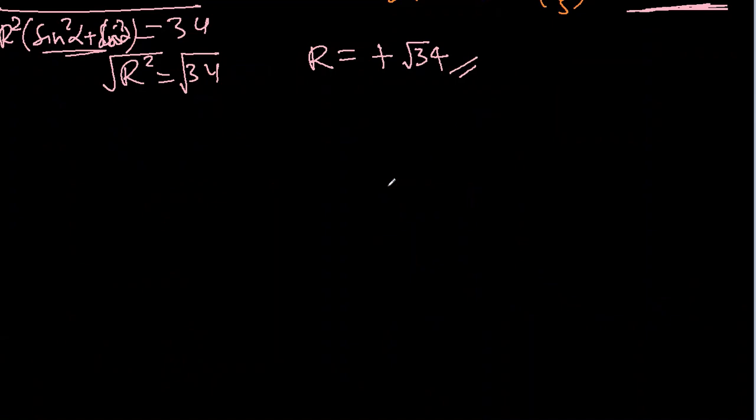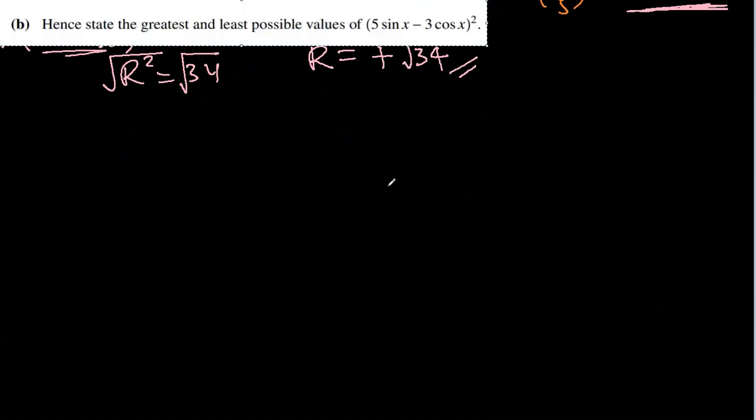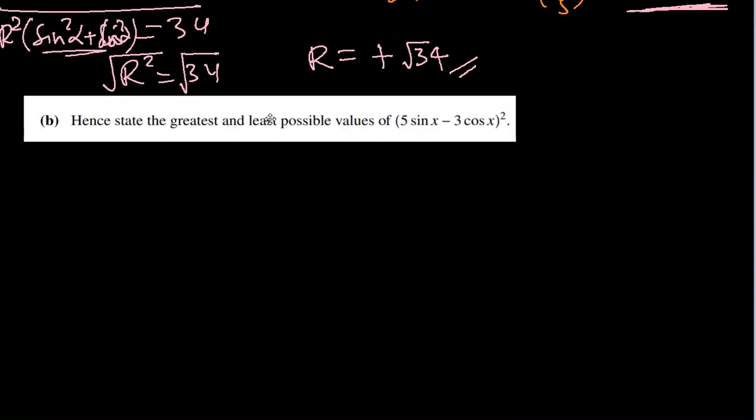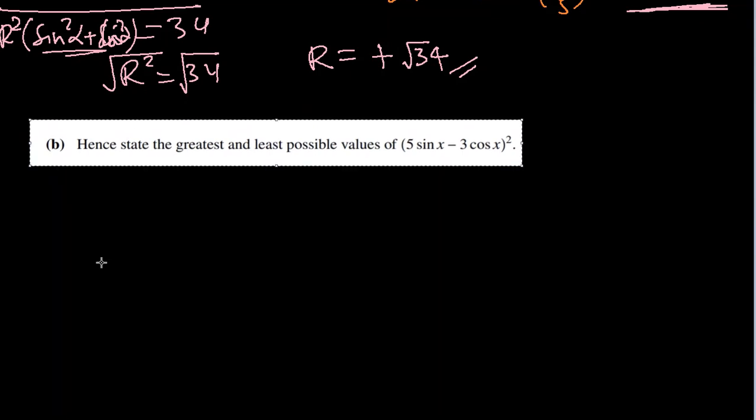Next part, what does it say? It says find the greatest and least possible values of the square of the expression they gave us, right? And the expression we converted into square root 34 sine x minus alpha. Okay, and because there is a square here, let's square it.